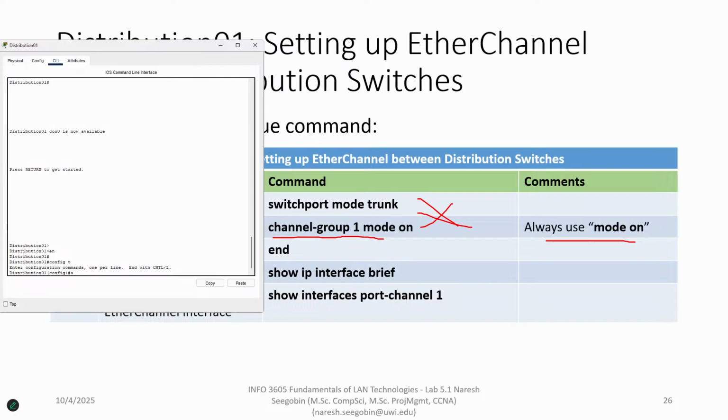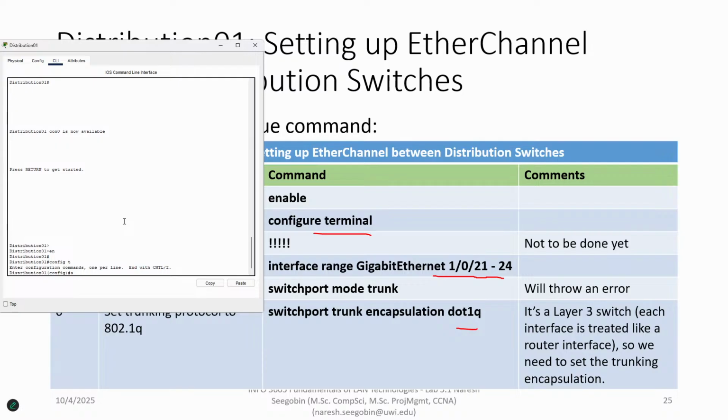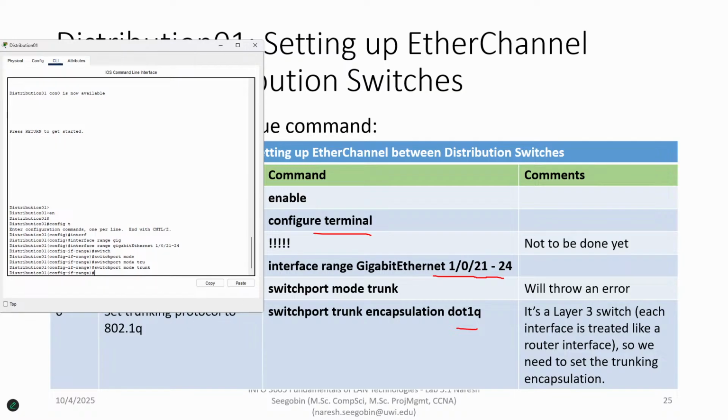This is my range, right? You must do the range. Interface range GigabitEthernet 1/0/21. Naturally, when you do EtherChannel, you should always try to set it up in trunk mode, right? Because you want to put only some VLANs in those. So I'm going to continue.